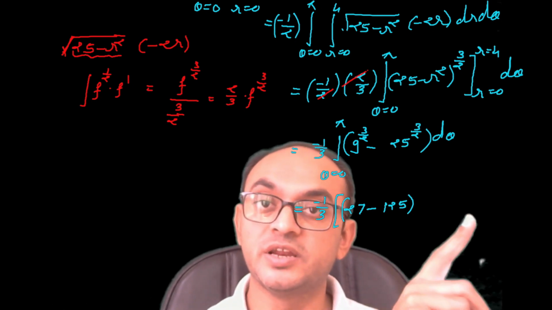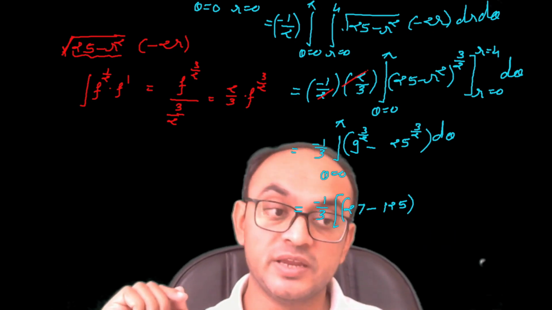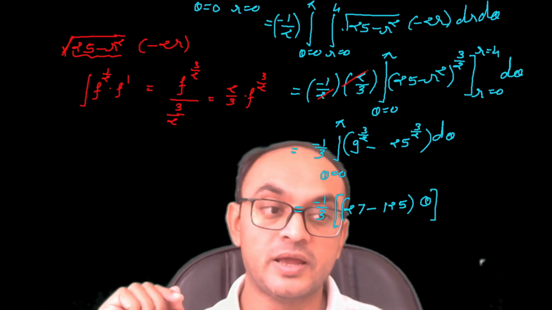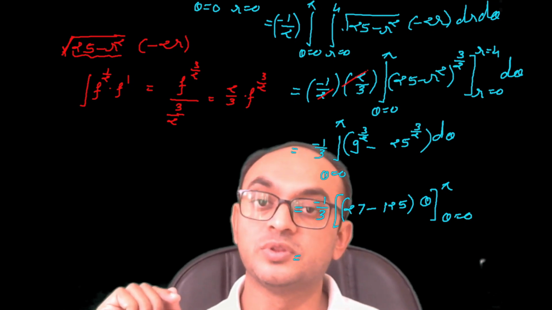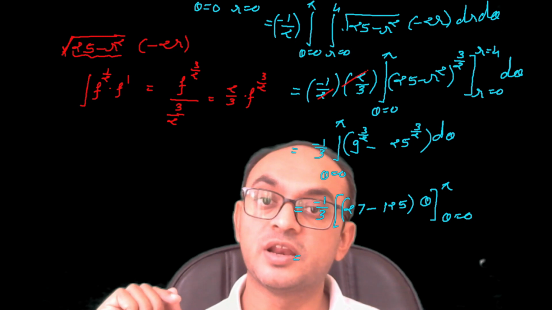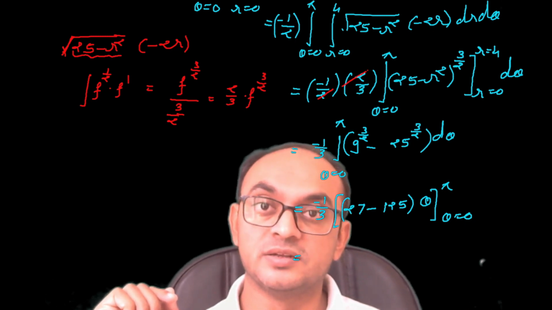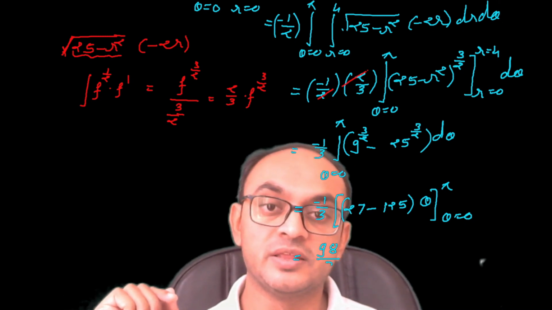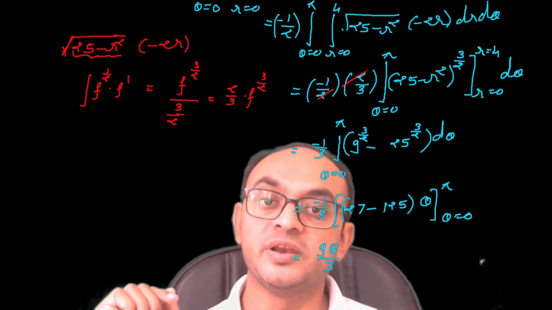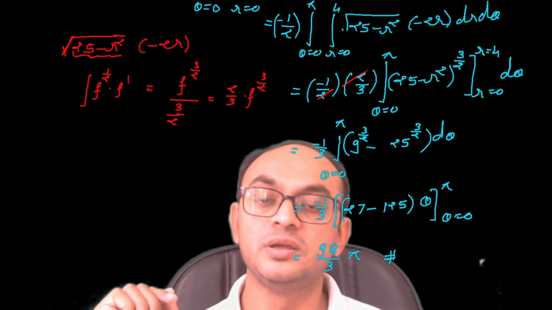So now what is the integration of the constant with respect to theta? It is theta. And then theta equal to 0 to theta equal to pi. And so this is equal to minus 1 upon 3 into 27 minus 125, which is minus 98 actually. So minus minus plus. So 98 divided by 3. And the upper limit theta equal to pi, lower limit is 0, which is 98 upon 3 into pi.